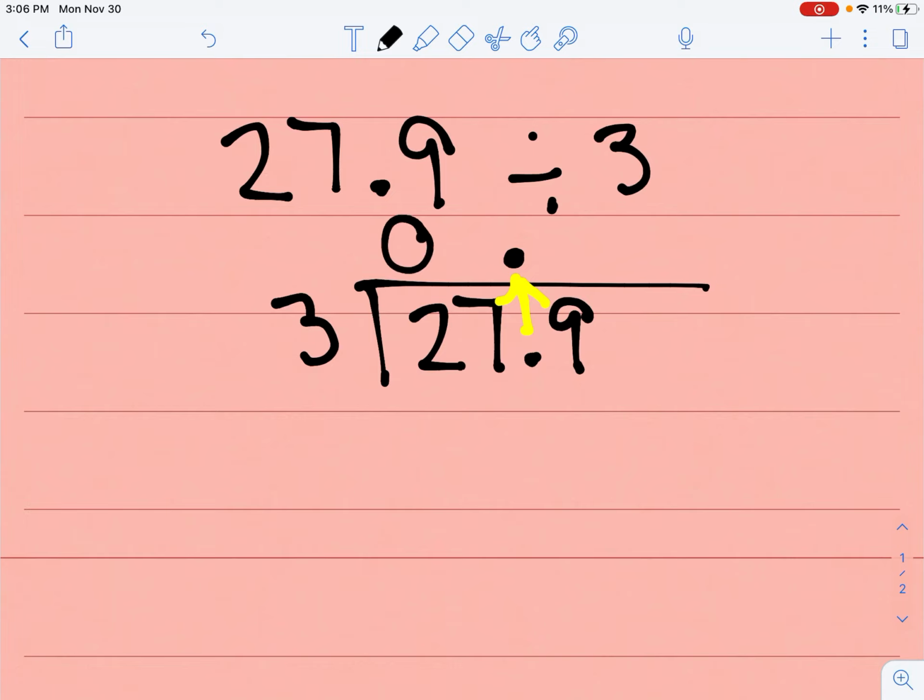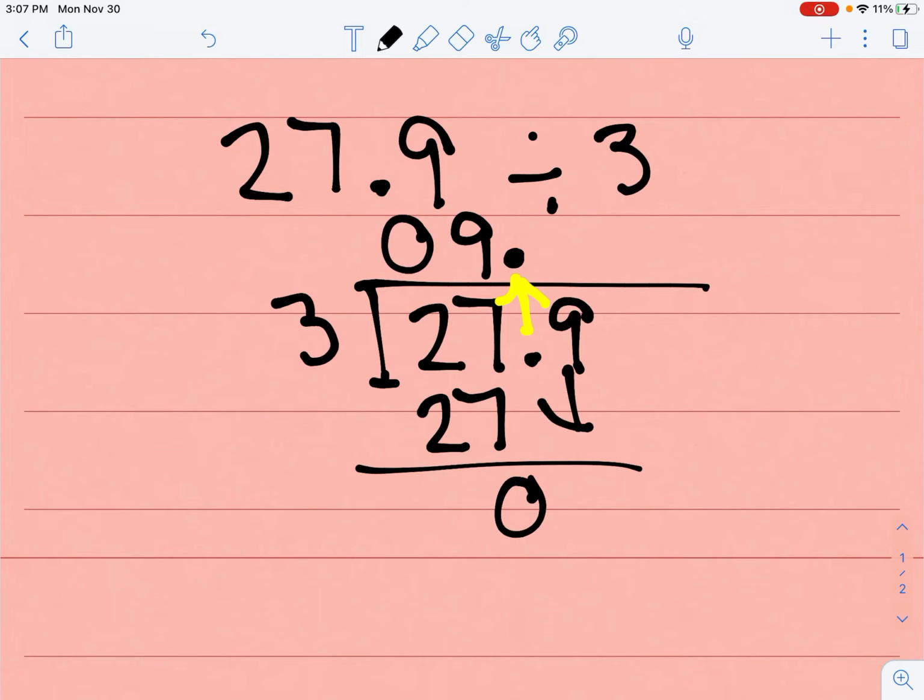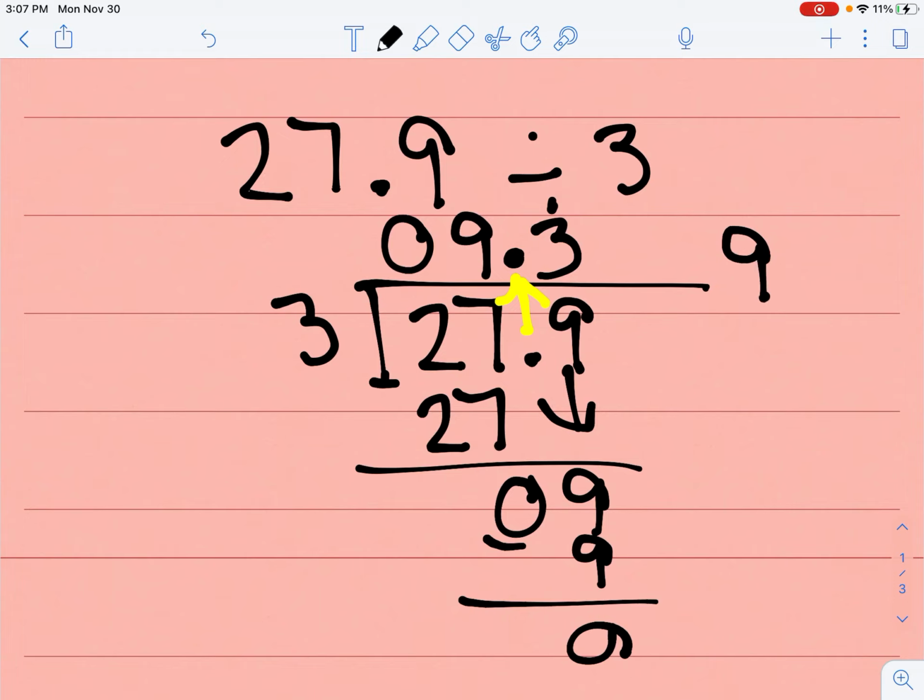3 cannot go into 2. 3 times 9 is 27. We subtract and get 0. Drop the 9. And 3 times 3 is 9. We got a 0 remainder, so we can stop. So this answer is 9 3/10.